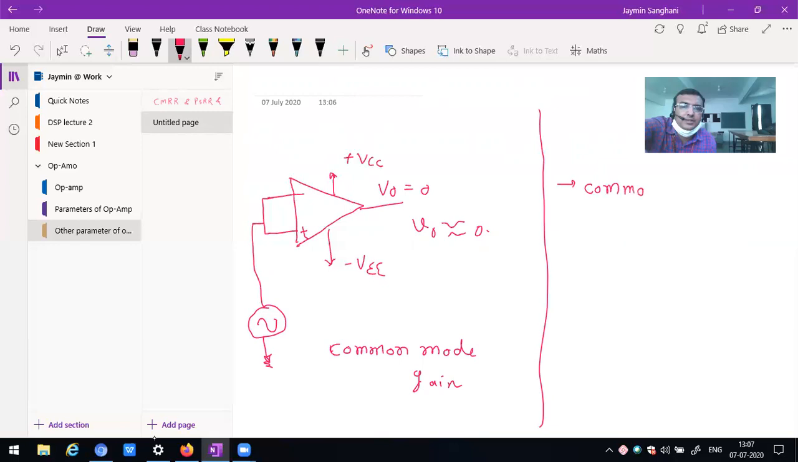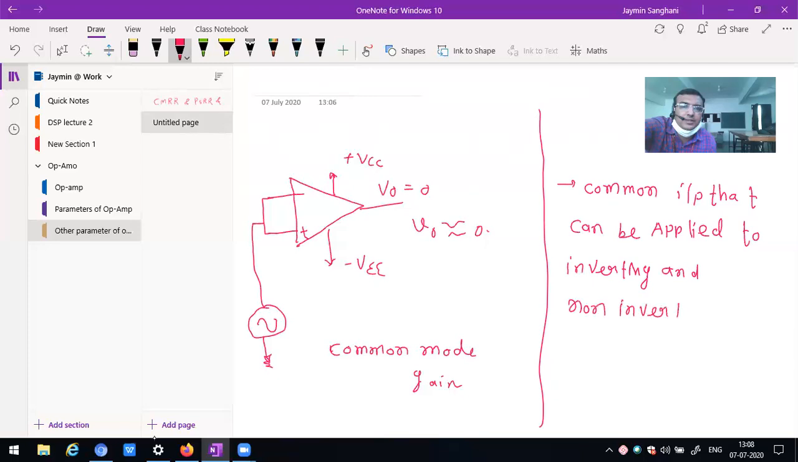Common input is applied to the inverting and non-inverting terminals of the op-amp. So it is common mode gain.